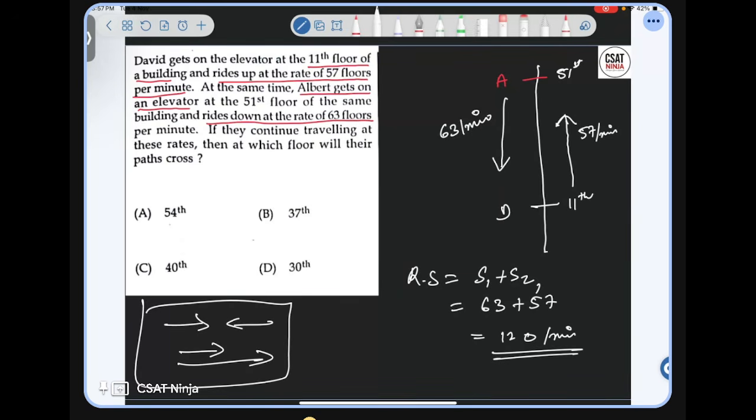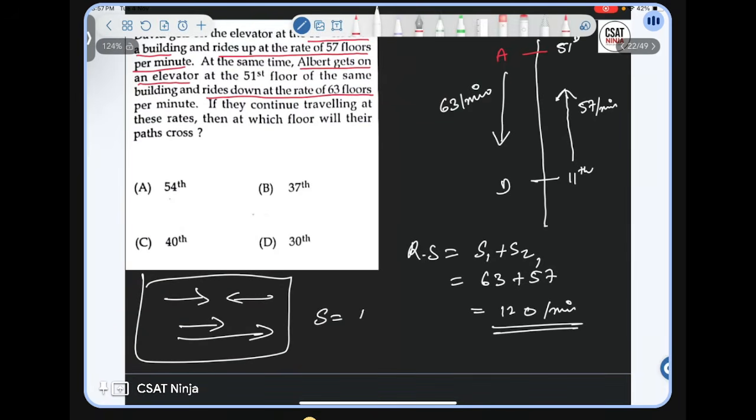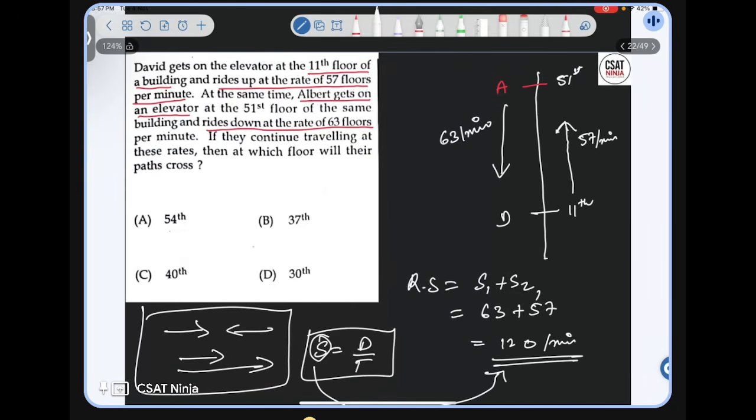Relative speed means the speed itself. Speed is equal to distance by time. So the speed, this one, is nothing but 120 floors per minute. That's the speed, okay? But we don't know the distance between those two. What's the distance? If Albert is at 51st floor and David is at 11th floor, then how many floors are there between them?